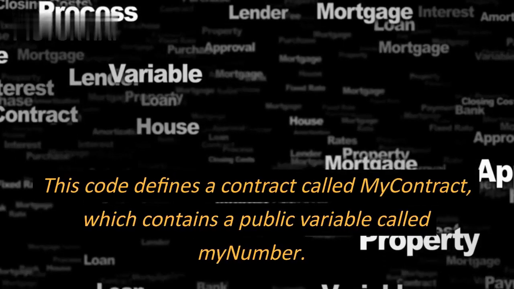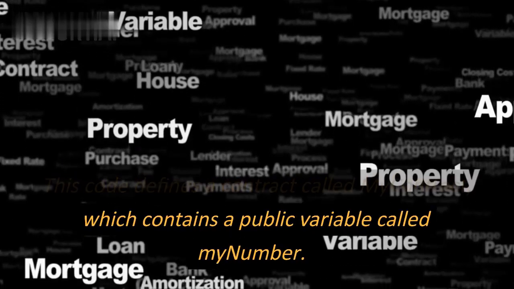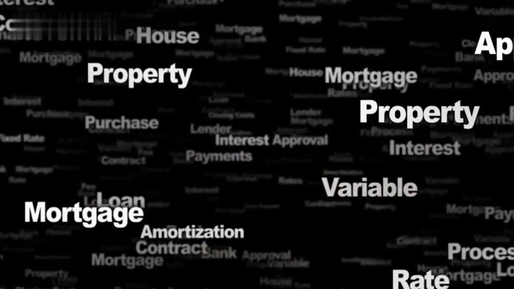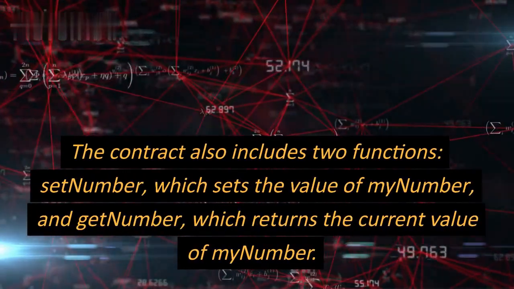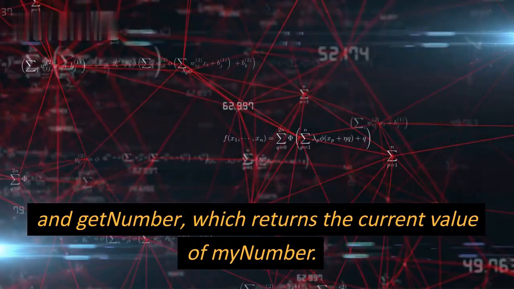This code defines a contract called myContract, which contains a public variable called myNumber. The contract also includes two functions, setNumber, which sets the value of myNumber, and getNumber, which returns the current value of myNumber.